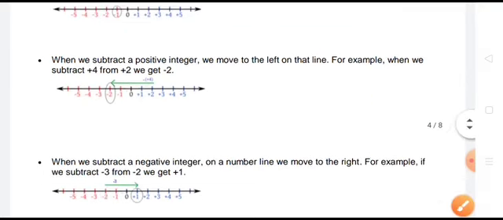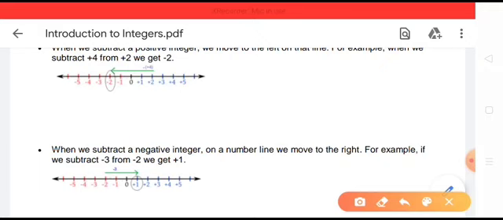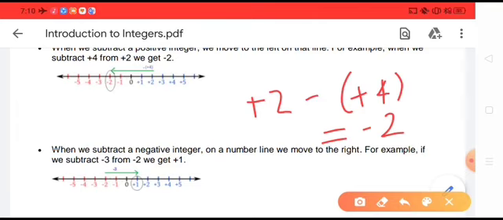Next, when we subtract a positive integer, we move to the left on the number line. For example, when we subtract plus 4 from plus 2, we get minus 2. If we have plus 2 subtracted by plus 4, we get minus 2, and it is a negative number, a negative integer, which will be on the left side, and this is minus 2.